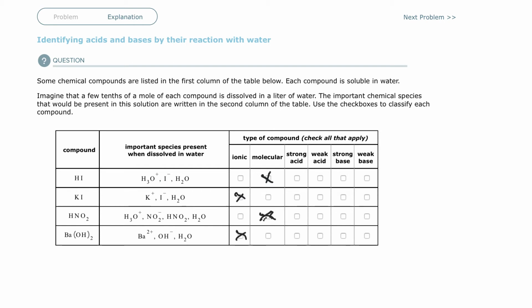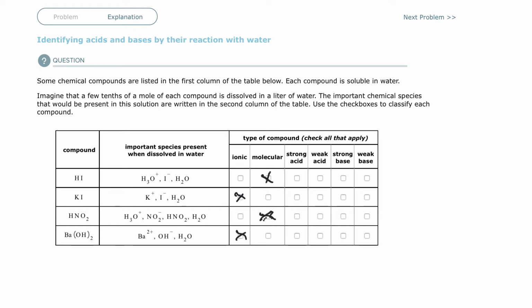I do not see hydronium here. Okay, so that's not acidic. I see a hydronium here. This is acidic. I don't see a hydronium on the last one. Right, so we know that compound A and compound C are acids, and let's look at the others.